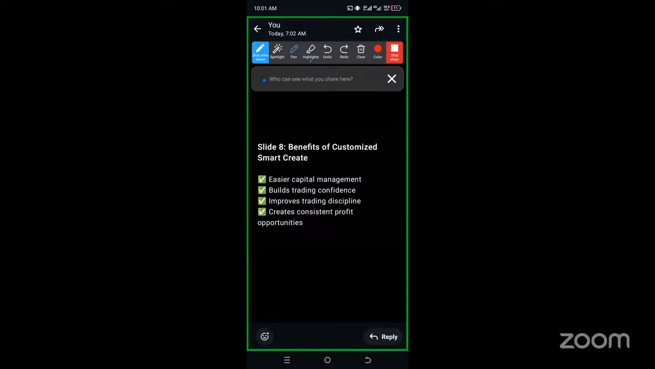Mind about these ones. Mind about the benefits of customized Smart Create. It is easier for capital management. It builds trading confidence. It improves trading discipline, and it creates consistent profit opportunities.